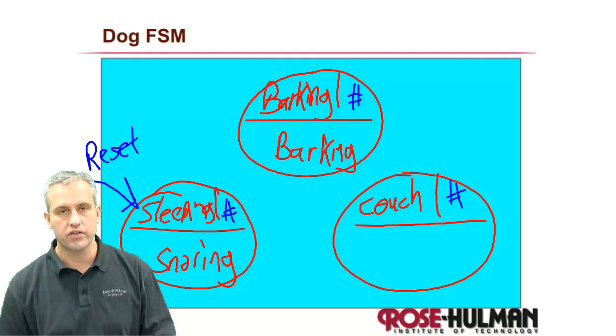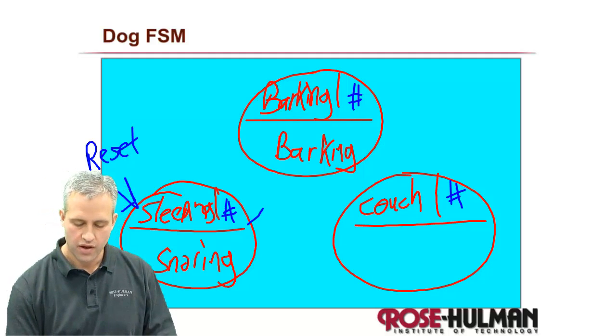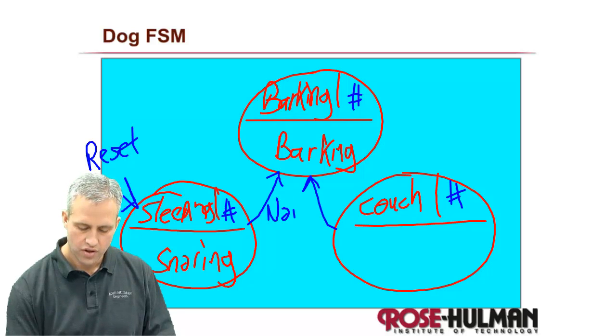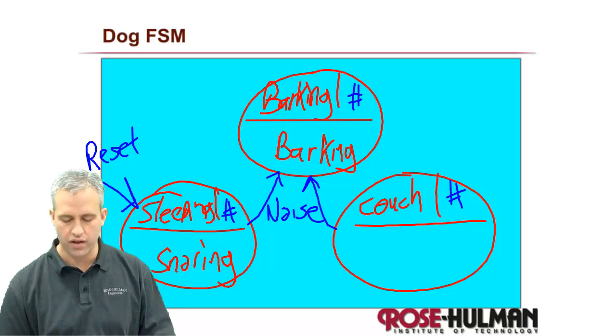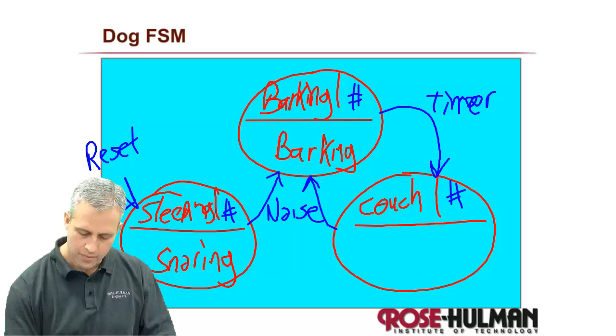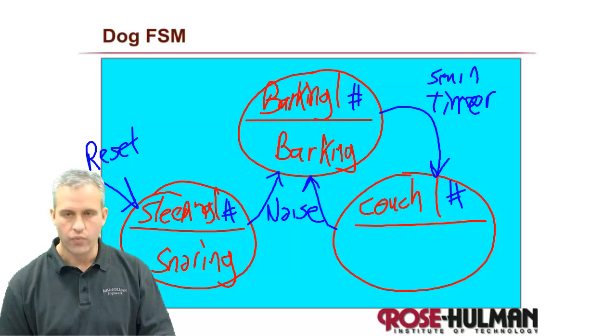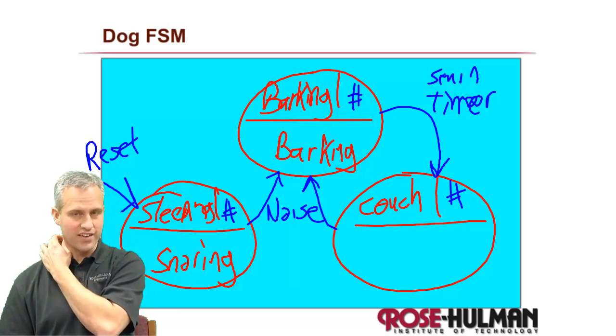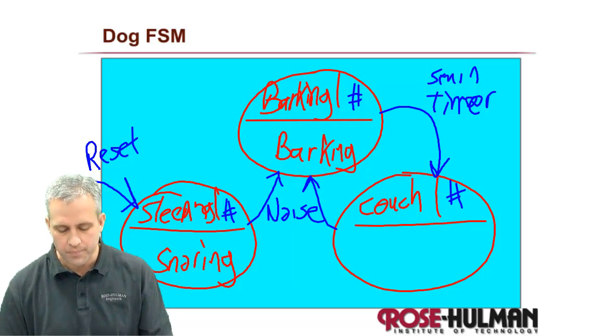Now we've got to start putting the transitions in. So one of the rules was if he ever hears a noise, he starts barking, right? It continues barking until some timer goes off. So if I can write the word timer. So that's a 5-minute timer. When we build this thing later, we'll make it a 5-second timer, but it's a 5-minute timer for now.